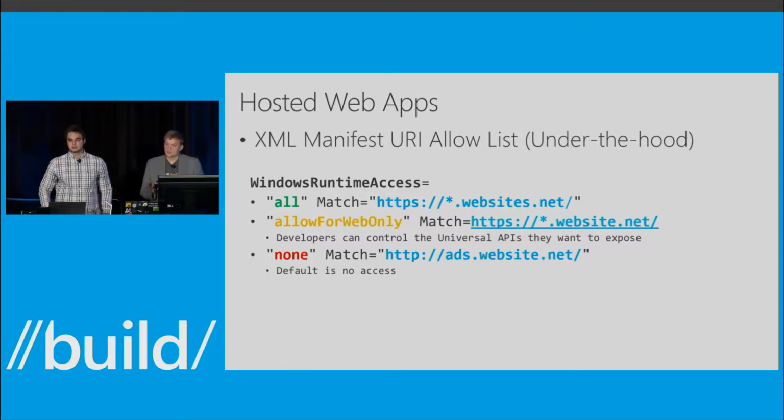So in the rules, you can determine that you're going to allow your website to access all the Windows APIs. You can specify allow for web only, which we'll talk about a little bit later when we talk about the web view. But that basically allows you to limit it to only APIs that you expose from a native component in your app. Or you can specify none. This is the default. Specify that the URLs in this particular rule do not have access to the Windows APIs.